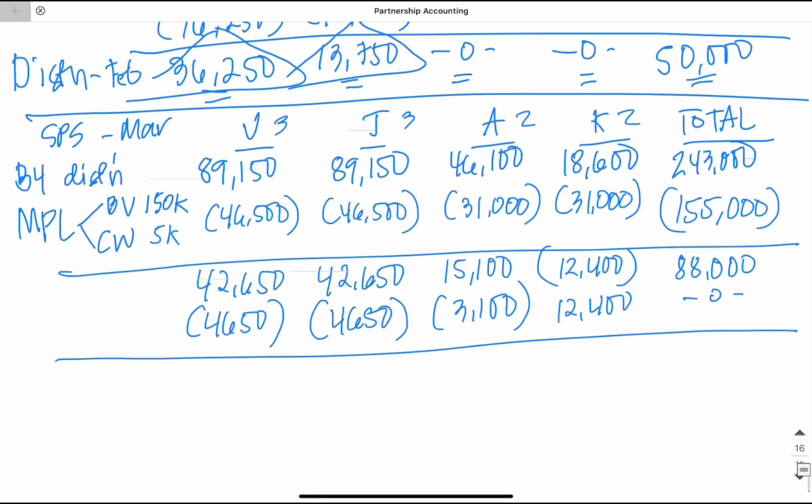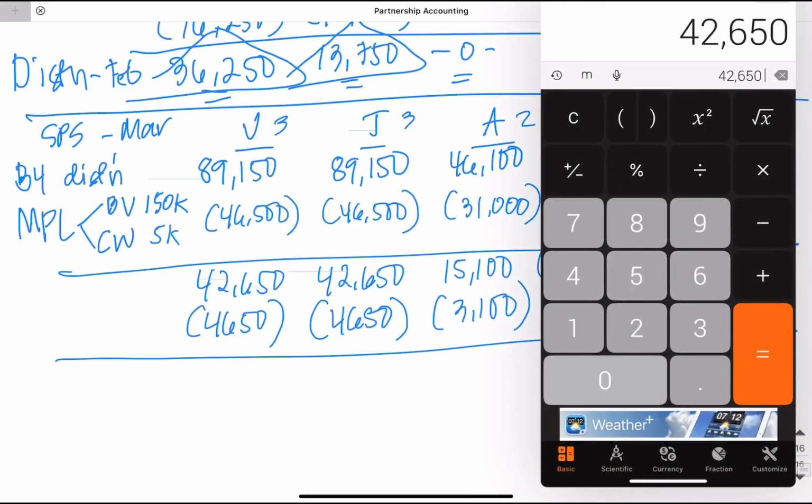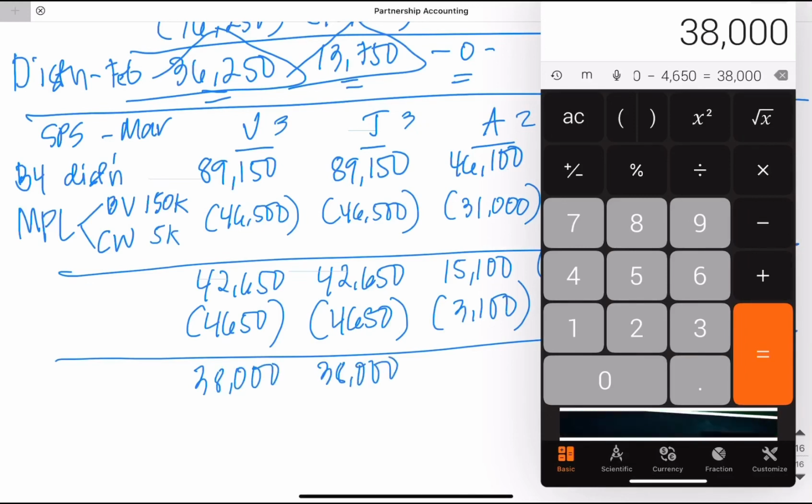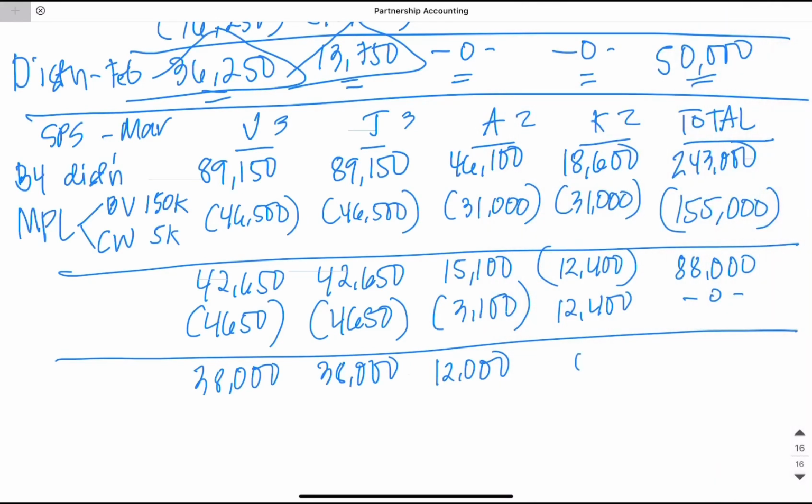So that's it for March. Let's compute. 42,650 less 4,650, so we have 38,000. Another 38,000 for James. For Albert, this is 12,000. And of course, Kath will not receive anything. So this is 88,000. This will be your distribution for the month of March. You can check again if we have the same answers under the cash priority program. Most likely we have the same answers. Anyway, 38, 38, and then 12.